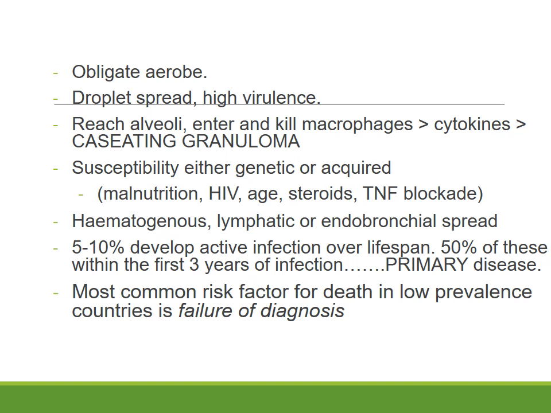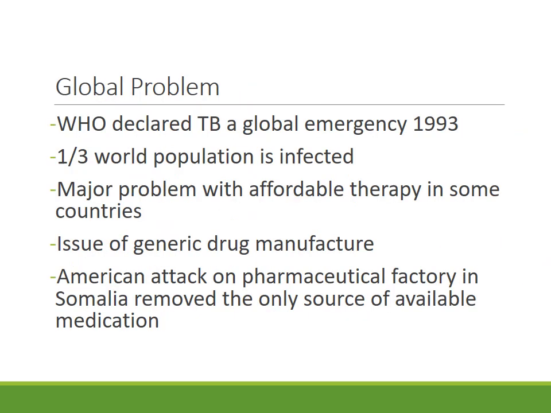5 to 10% develop active infection over lifespan. 50% of these develop the primary disease within the first 3 years of infection. The most common risk factor for death in low prevalence countries is a failure of diagnosis. TB is a global problem.